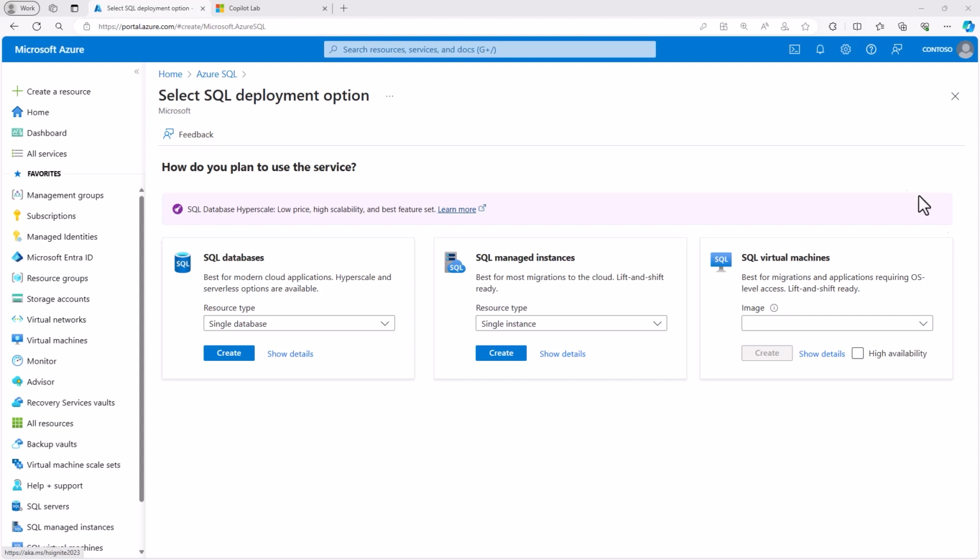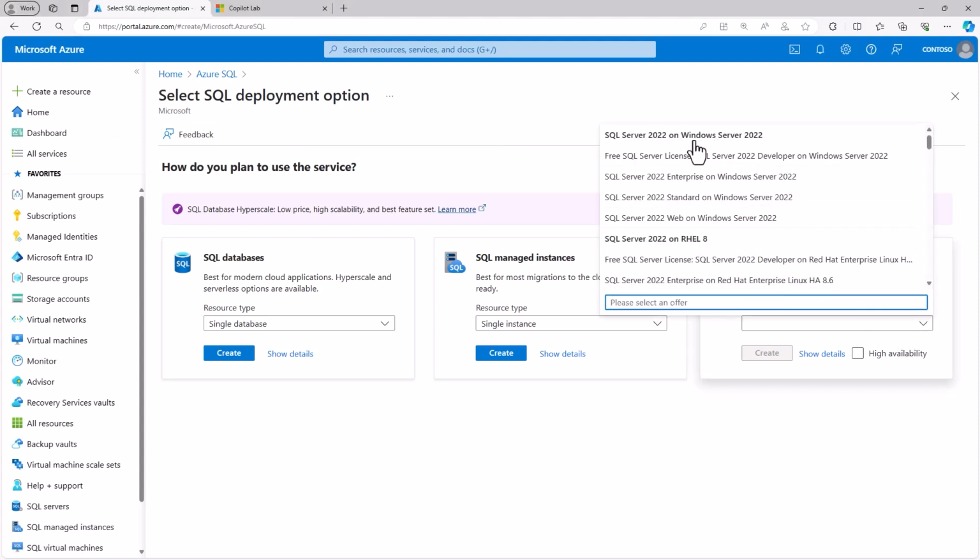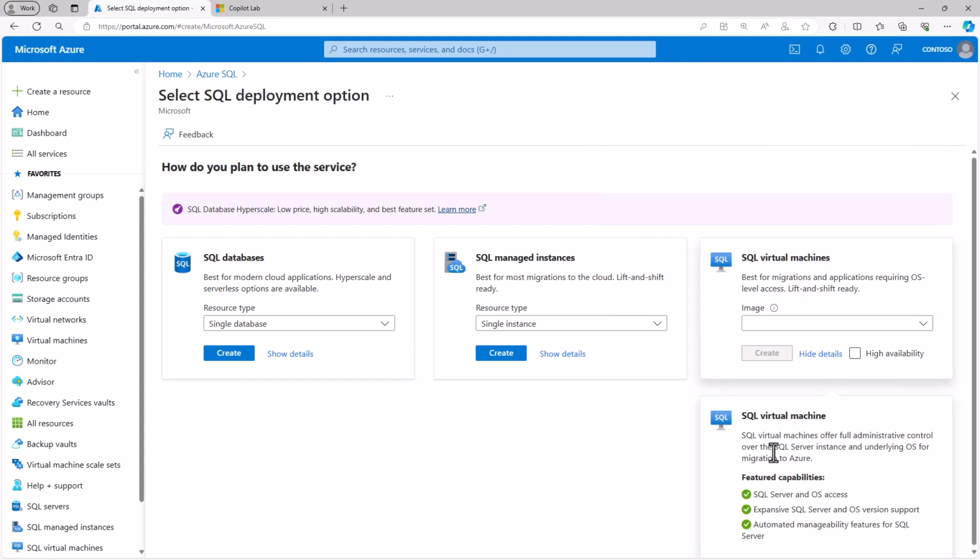Starting from the right-hand side here, we have SQL virtual machines, but you'll see that we have a variety of machines that are like a virtual machine where you would deploy in an IaaS offering, but these are PaaS offerings, and we get a full range of SQL servers that we have available for us. Showing the details, you'll see that this is a virtual machine. It offers that full Windows administration capabilities, both at SQL and the underlying OS that you're working with.